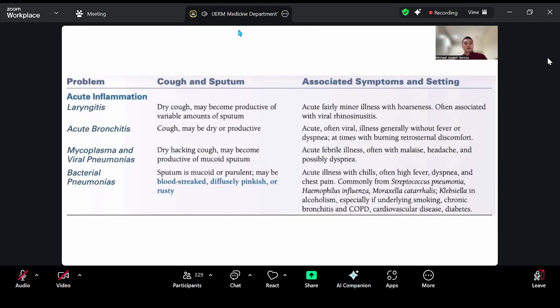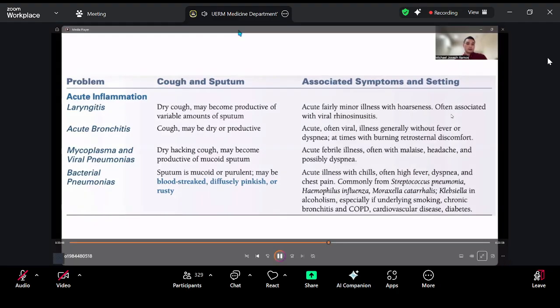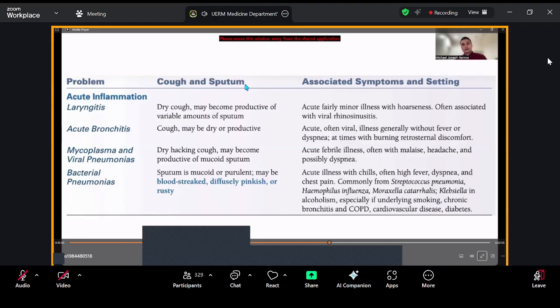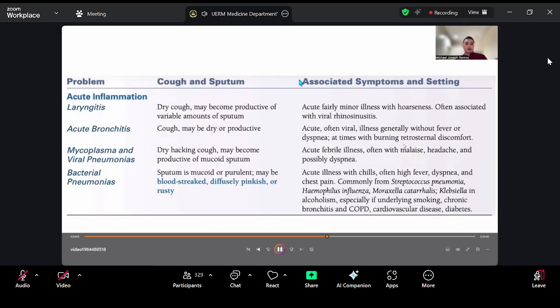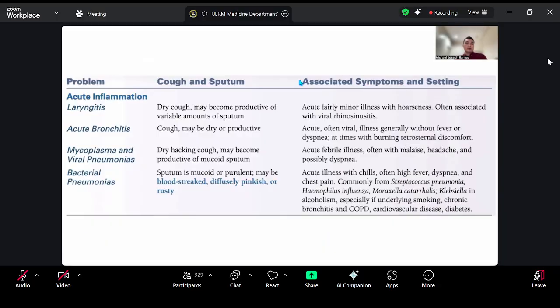The next slides that I will show you will cover the most common causes of cough, whether acute or chronic. This must always be part of your differentials for any patient coming in for cough. We have 4 examples here causing acute inflammation, namely your laryngitis and acute bronchitis. Both present typically with dry cough and variably can be productive. Most are viral in origin and fairly self-limiting in their disease course.